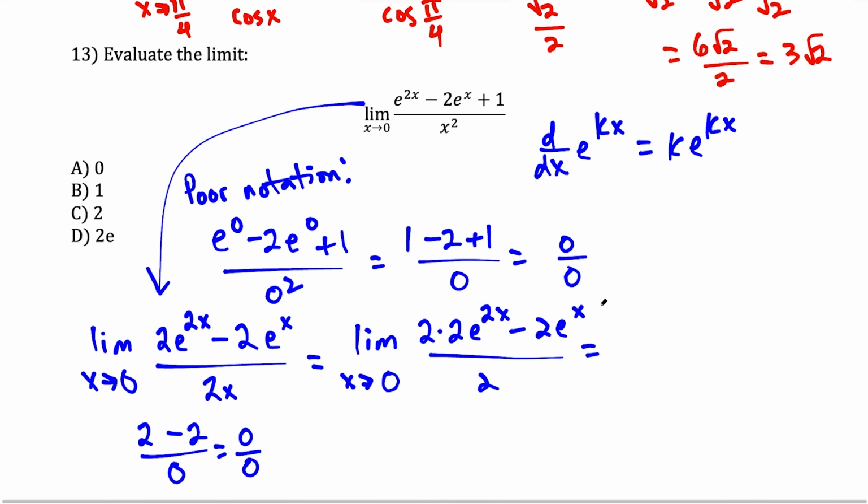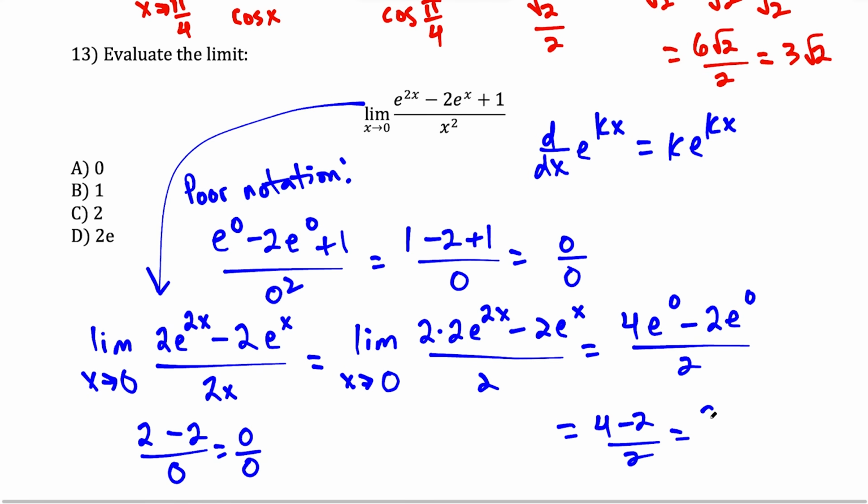So now when we plug in 0, notice we have 2 times 2 is 4, so we have 4 times e to the 0 minus 2e to the 0 over 2, and e to the 0 is equal to 1, so we're going to have 4 minus 2 divided by 2, which gives us 2 divided by 2, and that's equal to 1. So this is going to match up with choice B.